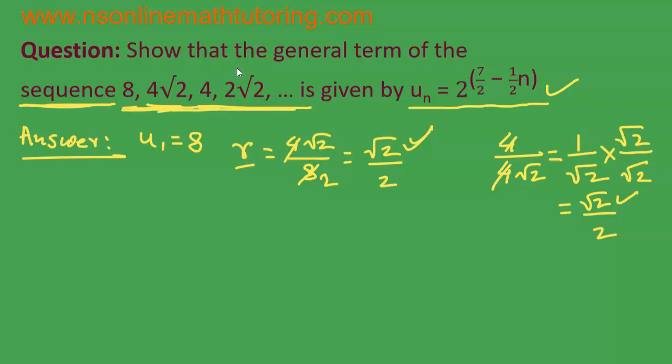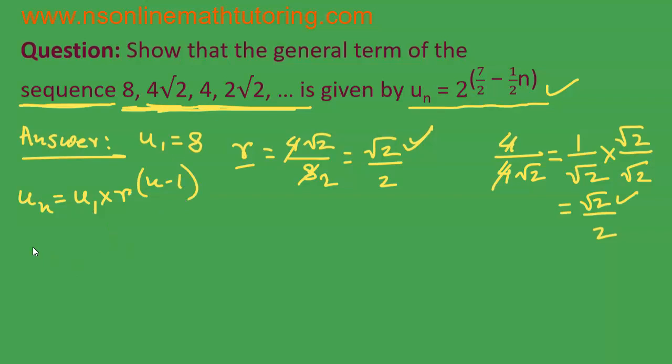You may try getting 2 root 2 divided by 4. It will also be equal to root 2 over 2. Okay. So there is a common ratio present between the consecutive terms of this sequence, hence this is a geometric sequence. And what is the general term formula, or the nth term formula, for any geometric sequence? It is un equals u1 times r to the power of n minus 1.